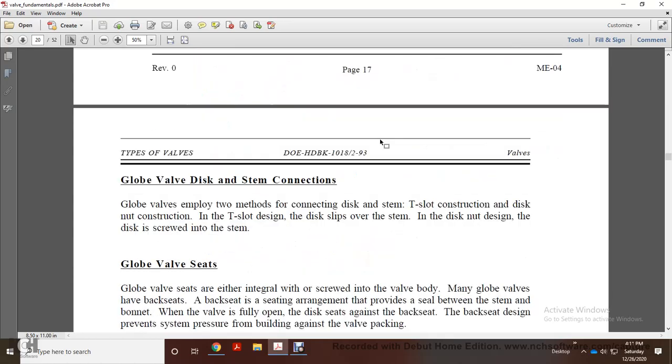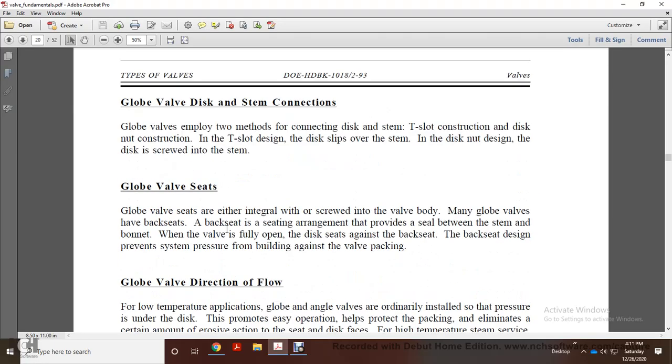Alright, your globe valve disc and stem connection. Globe valves employ two methods of connecting the disc and stem: T-slot construction and disc nut construction. In the T-slot design, the disc slips over the stem. In the disc nut design, the disc is screwed onto the stem. Your globe valve seat.